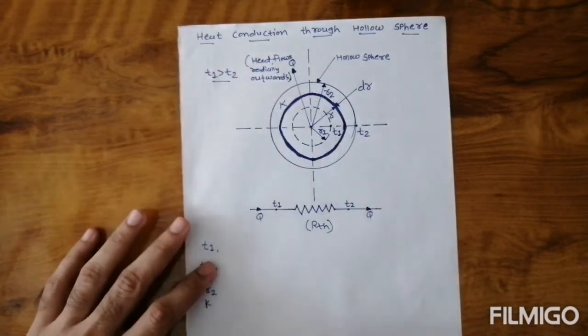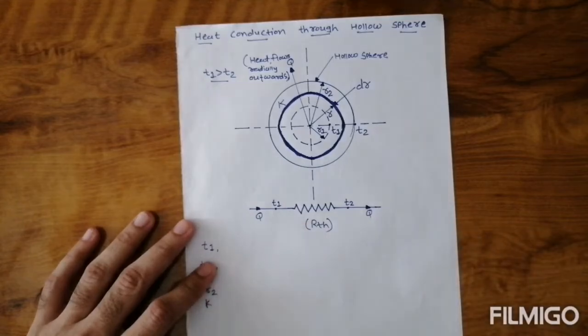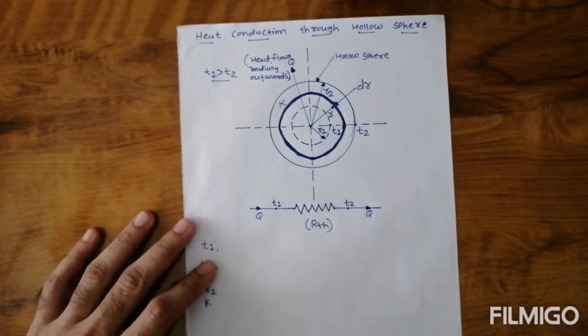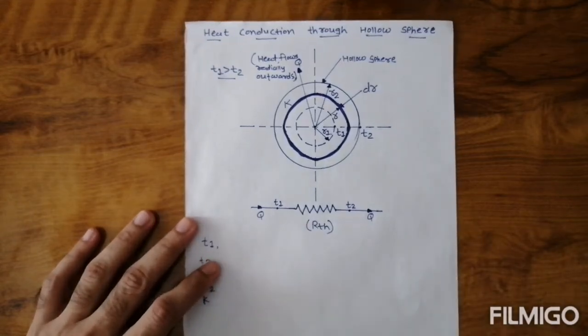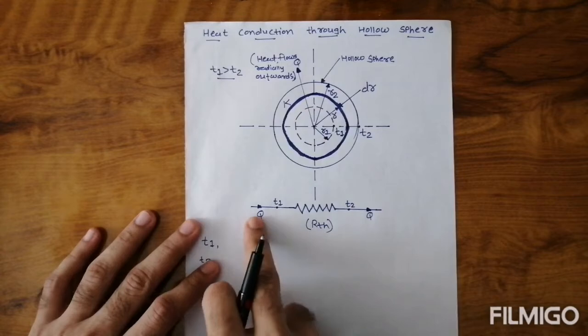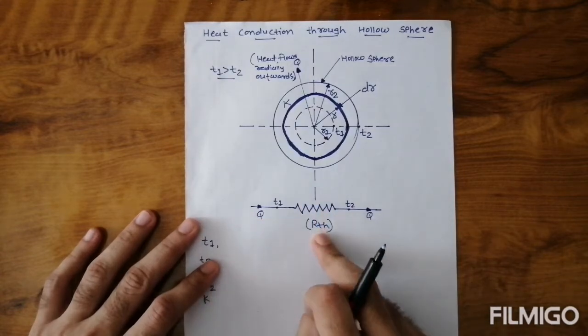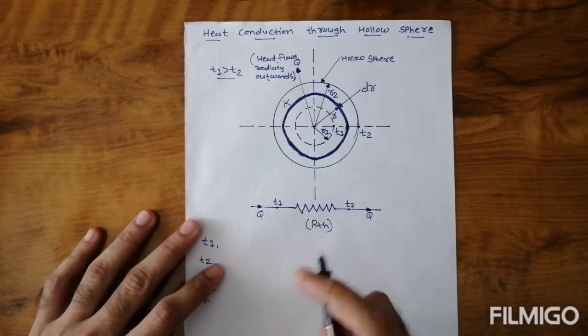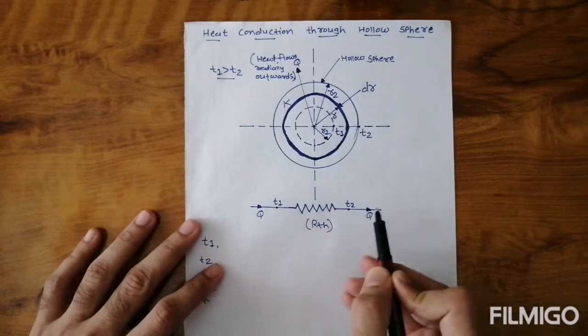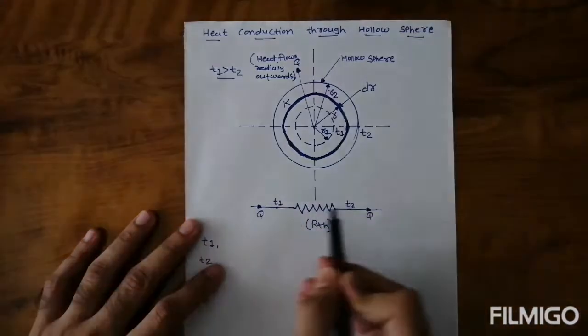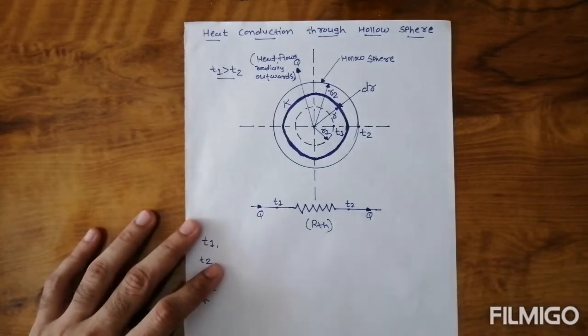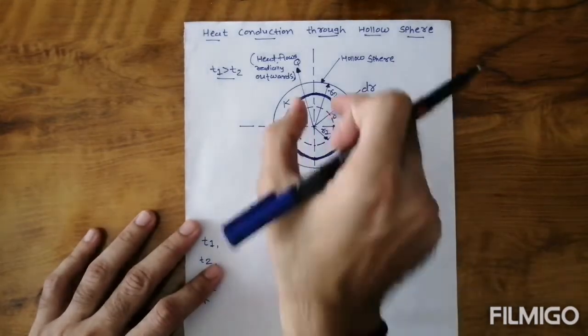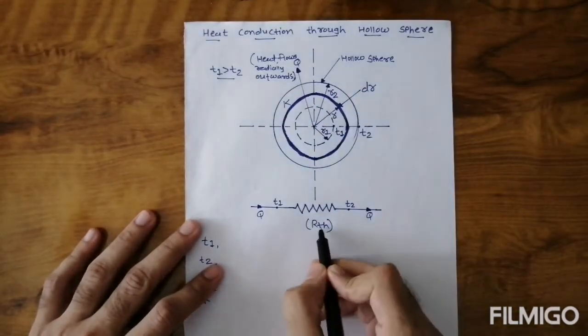Now here there is an electrical analogy. Similar to the way in electrical circuits we normally consider voltage and current, here instead of voltage and current we consider temperature and rate of heat transfer, and similarly resistance will be considered. How much heat will be transferred from here to here depends on the temperature difference T1 and T2, and also on the resistance of that sphere. Now what will be the equation of that resistance?